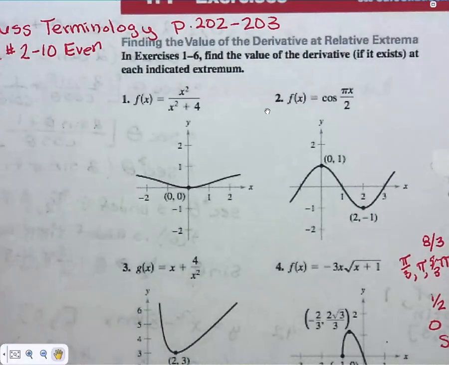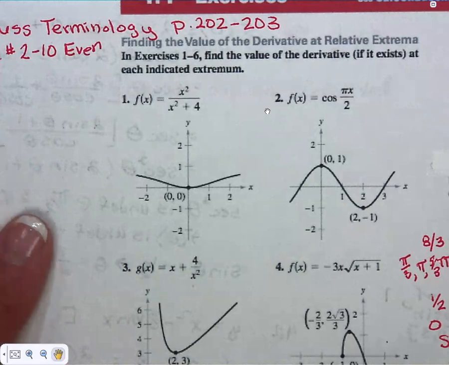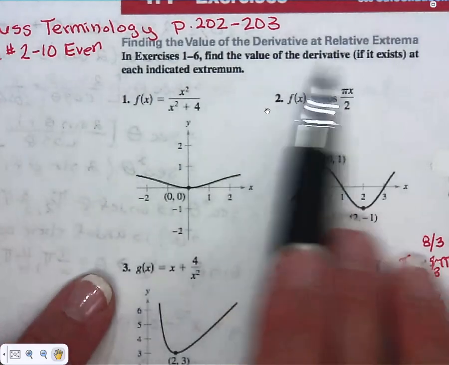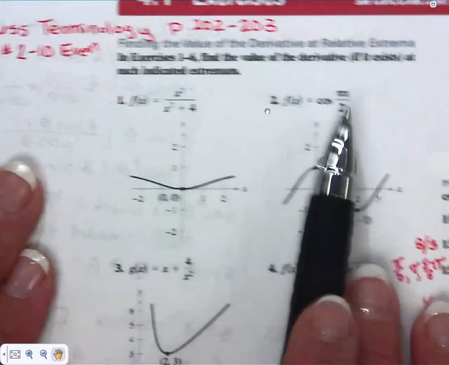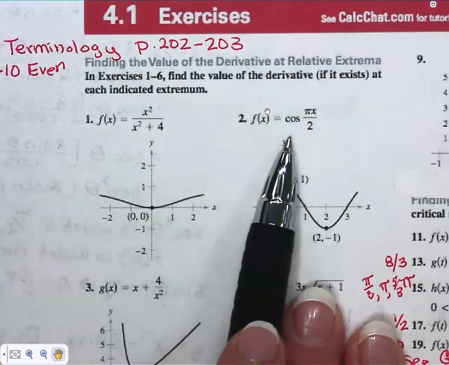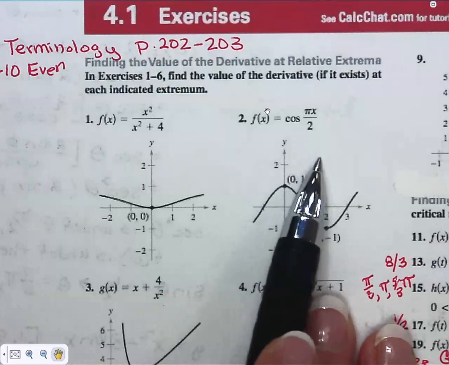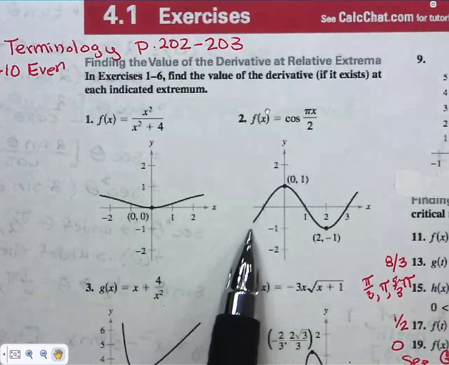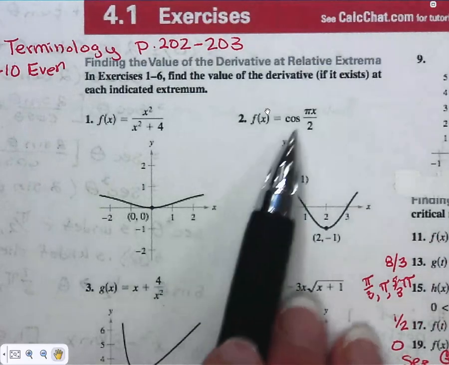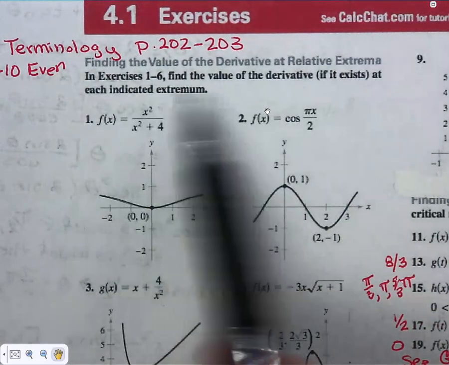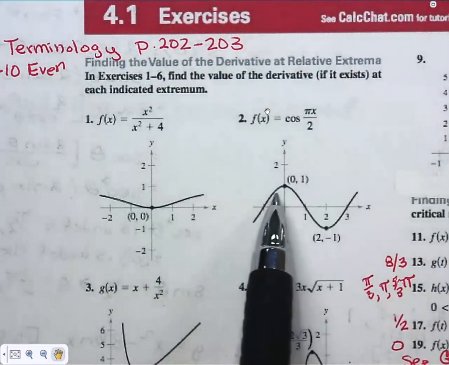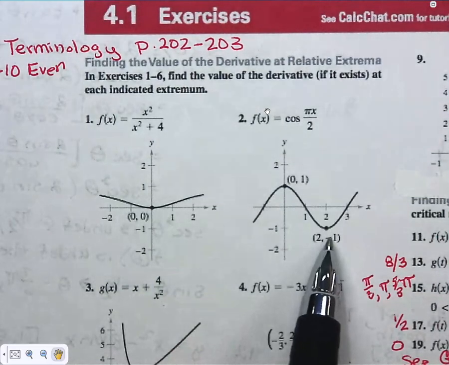The first 6 problems say find the value of the derivative if it exists at each indicated extrema. And number 2, we have the graph of cosine pi x over 2. It looks just like the graph of cosine x, except its period has been changed because of that coefficient of x. And we're asked to find the value of the derivative at 0, 1, and at 2, negative 1.